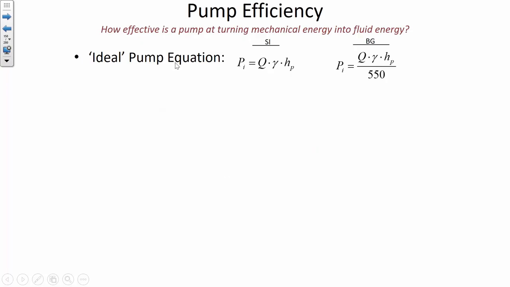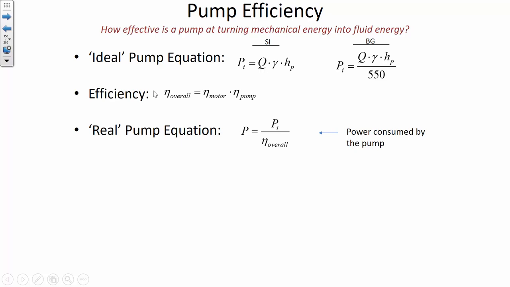Okay, so recall the pump equations that we've seen before, where the power in terms of watts is calculated by the flow rate through the pump in cubic meters per second, the unit weight of the liquid in terms of newtons per cubic meter, and then the pump head that is being added. The pump head has units of length, so meters. And what comes out of that is watts. This is the ideal pump equation when we haven't yet factored any efficiency into account. Of course, the British gravitational system has traditional units of horsepower if you divide by 550 foot-pounds per second per horsepower.